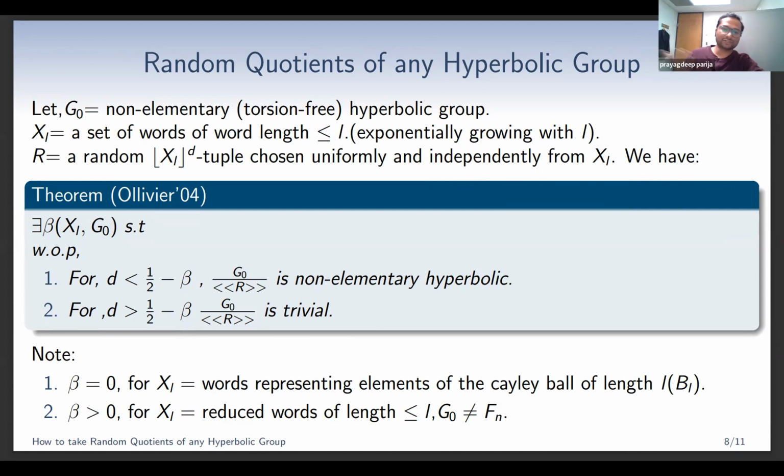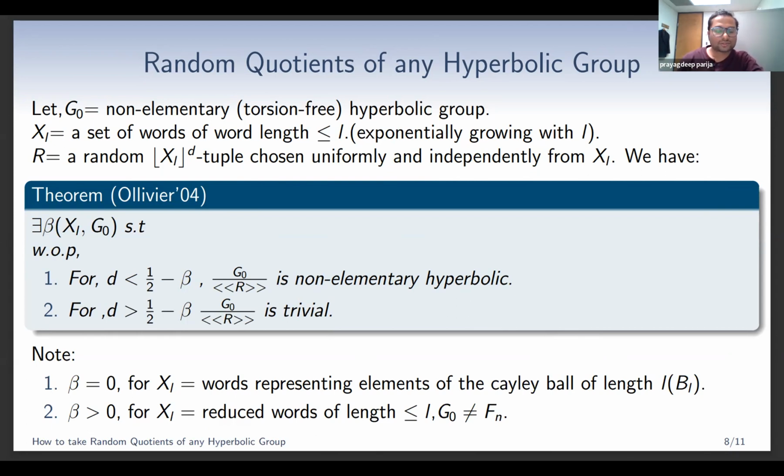So imagine for G naught a surface group, for density less than 0.45 or something, the quotients will become non-elementary hyperbolic, and for density greater than 0.45, it will become trivial. It's no longer half if you use reduced words. If you quotient by the elements of the Cayley ball, it is indeed half for the surface group.